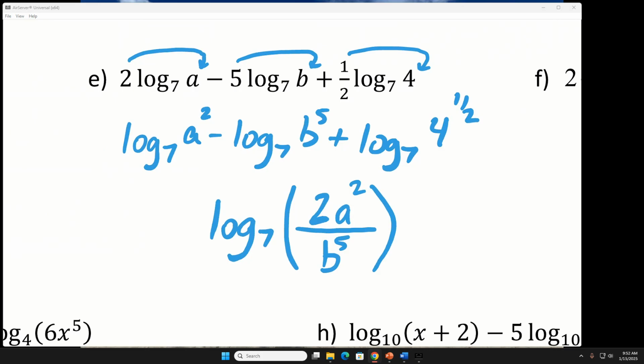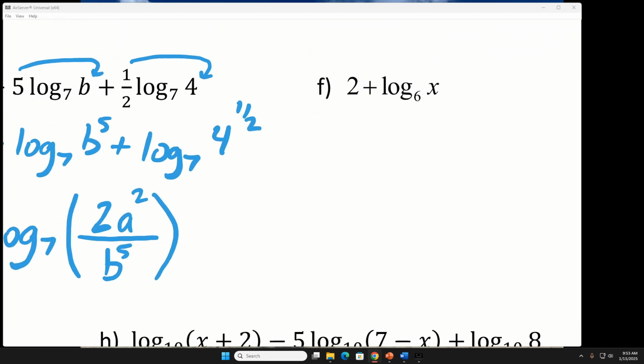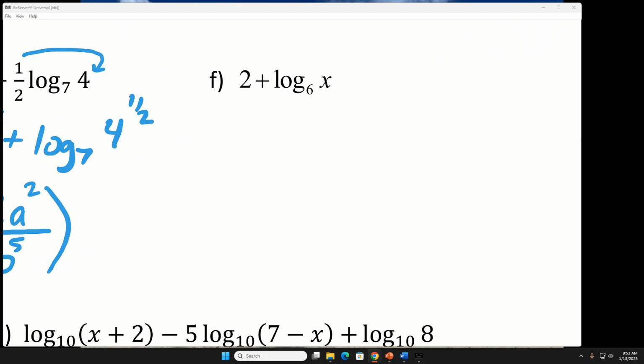All right, so there are a few on these notes and on your assignment that really make you think. They're not super straightforward. And I feel like F is one of those ones that you have to think about to get it. So we want to write this as a single logarithm. But 2 right now is not a logarithm, it's just a number. So we want to figure out a way to represent 2 using log base 6.